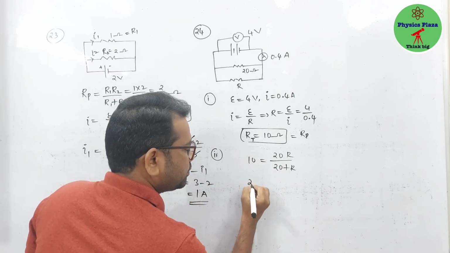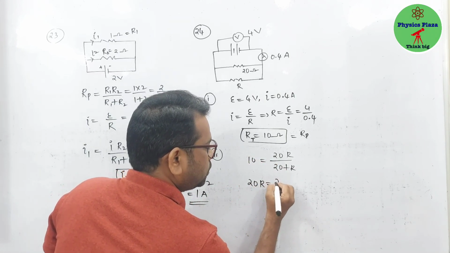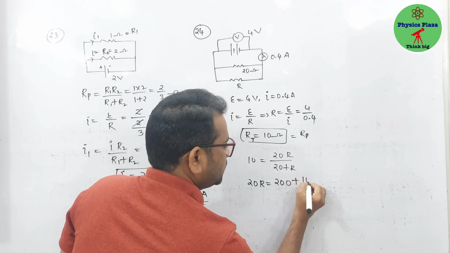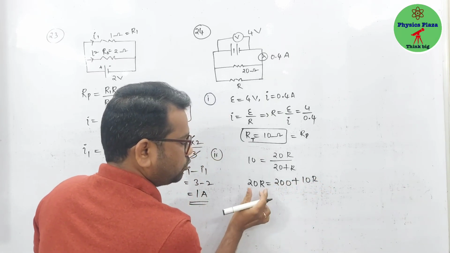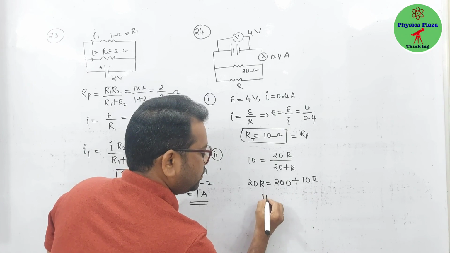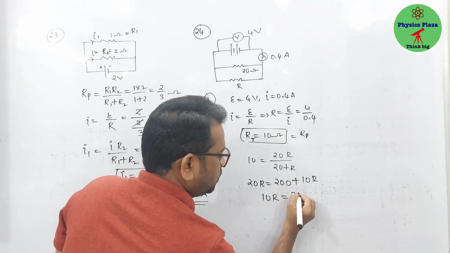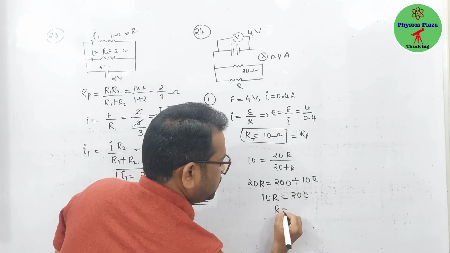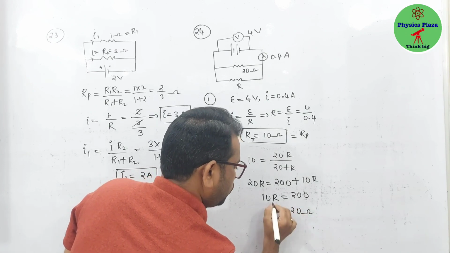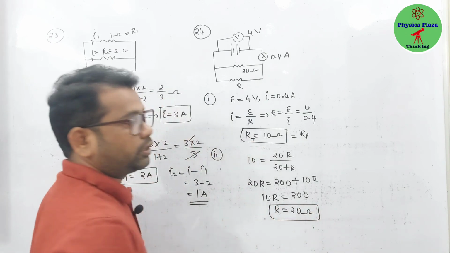Do the cross multiplication. 20R is equal to 200 plus 10R. Taking 10R across, it is 20R minus 10R. It will be 10R is equal to 200. So R is equal to 20 ohm. R value is 20 ohm.